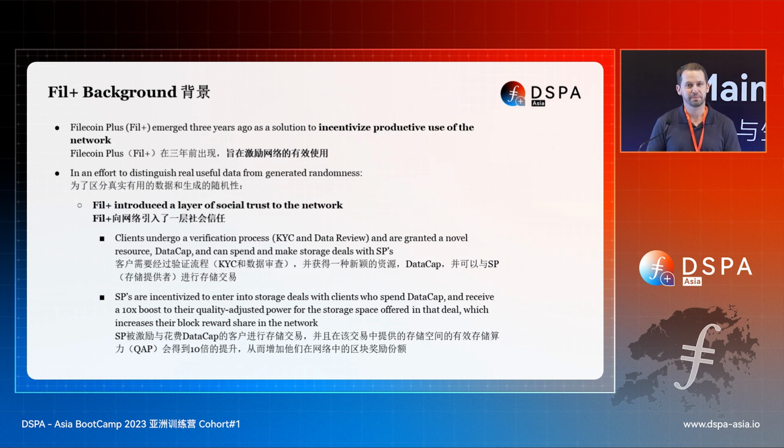Now with the data cap, the clients can go and find storage providers and say, if you store my data, that is verified data, you will get 10x reward for your quality adjusted power. So this is the core concept. Clients have verified data that notaries will review and approve, and then they can go give to and incentivize storage providers to store the data. So this is helping to build and grow the network at scale over the past 3 years.